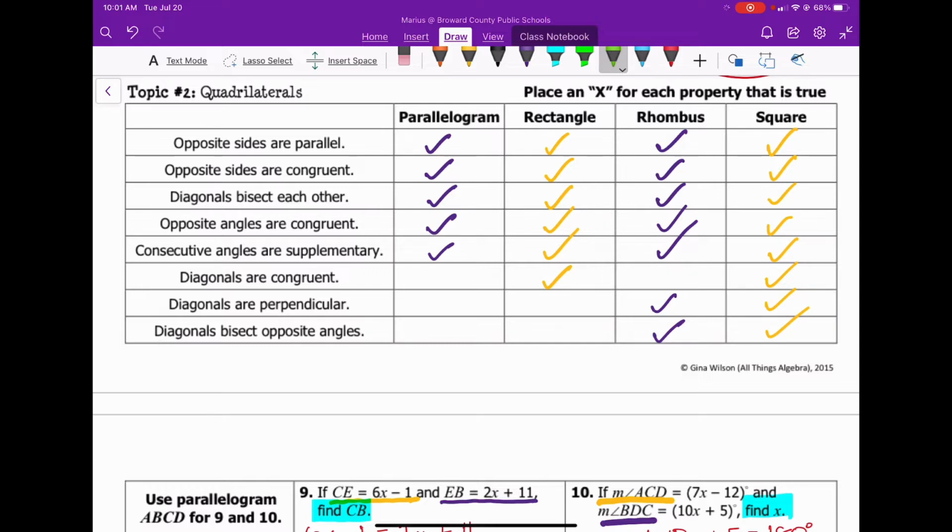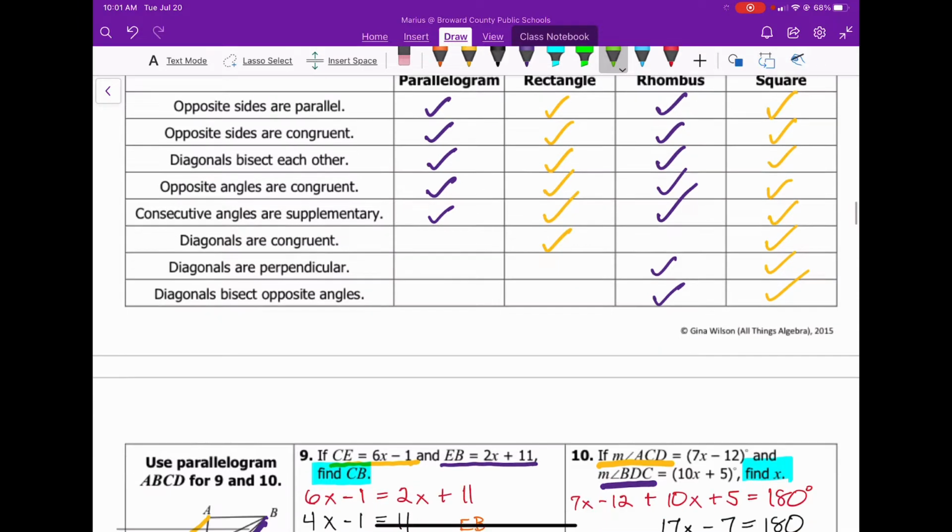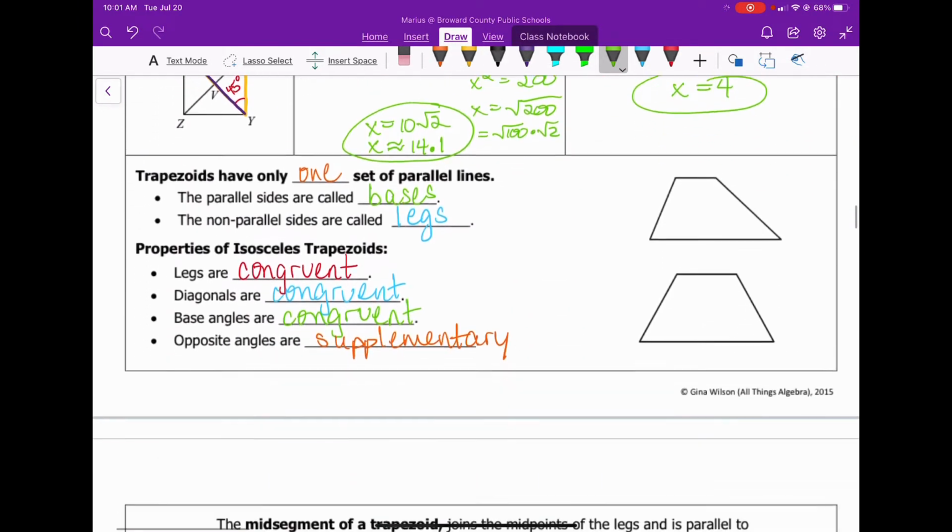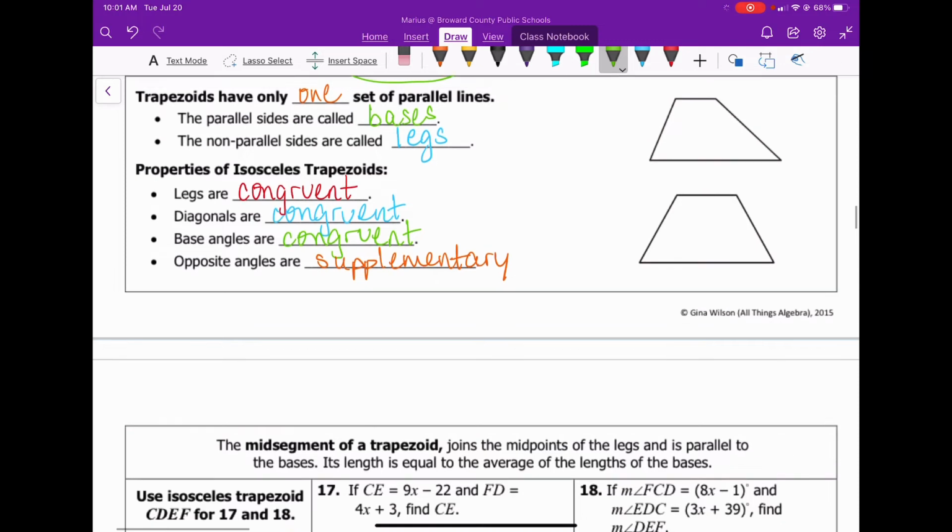Today we're going to continue our lesson on quadrilaterals. We've already talked about these four: parallelograms, rectangles, rhombus, and squares. The one that we have not discussed yet, which we will discuss in this video, is trapezoids. We have two distinct types: regular trapezoids, and more specific trapezoids, which are isosceles trapezoids. But first, let's talk about trapezoids in general.